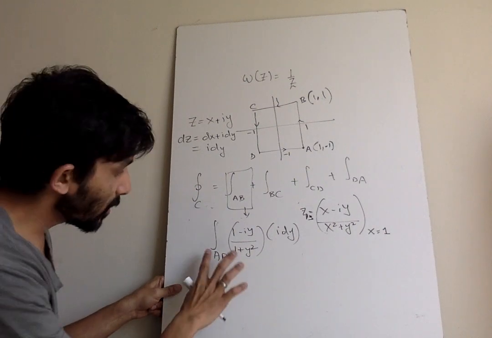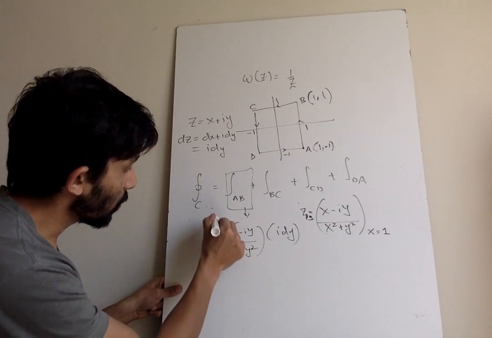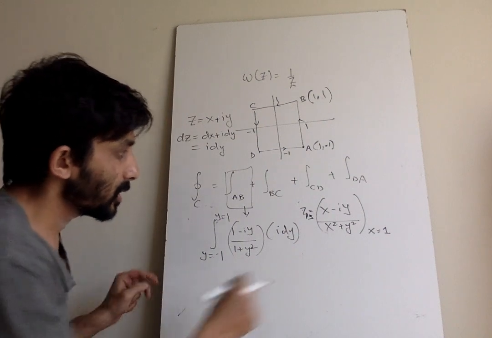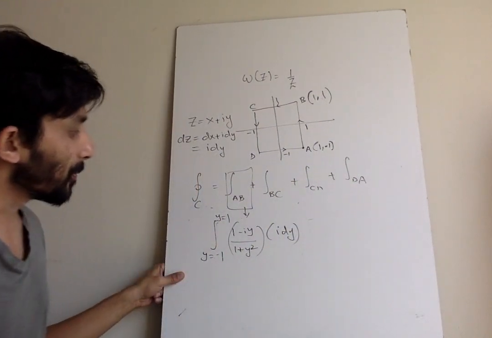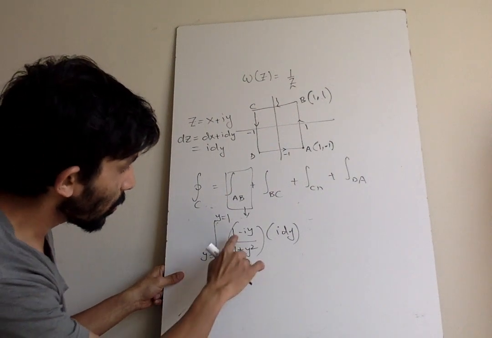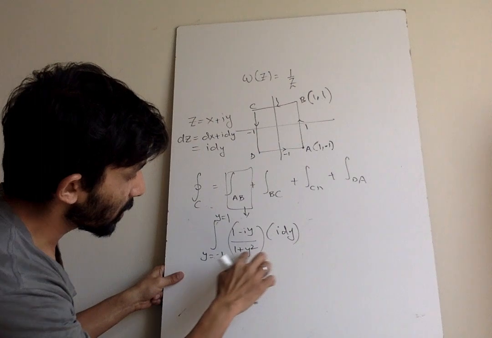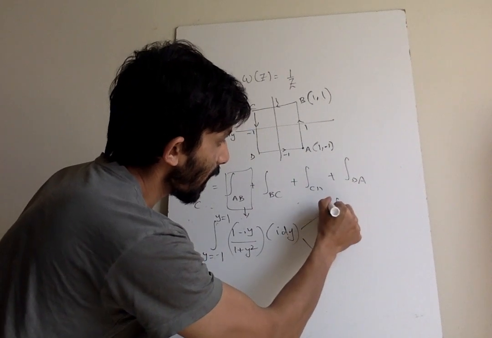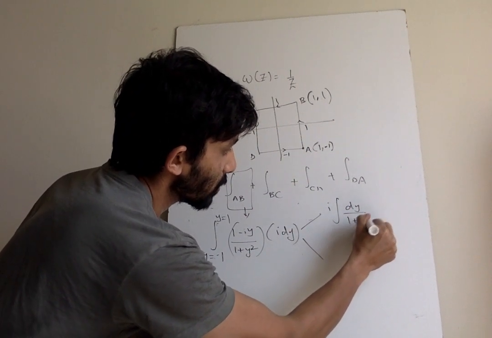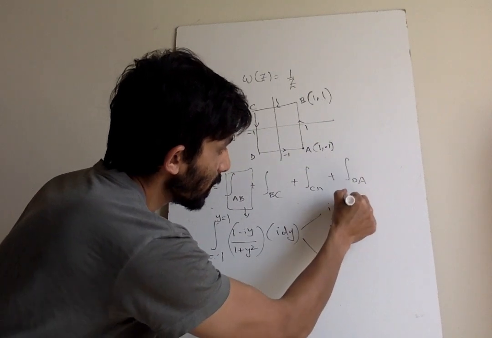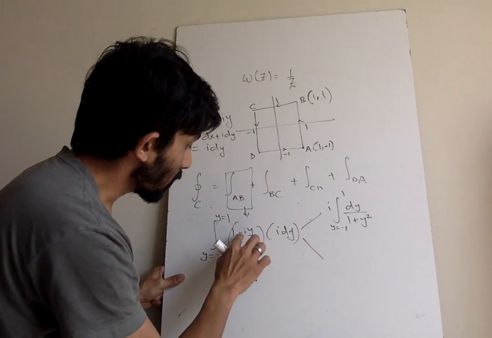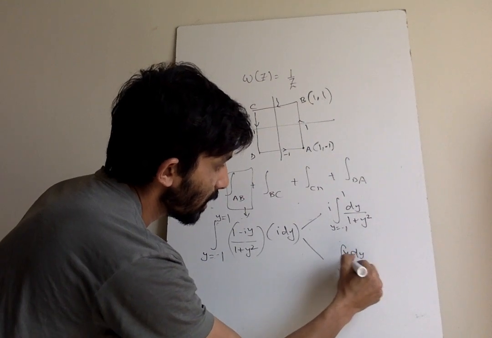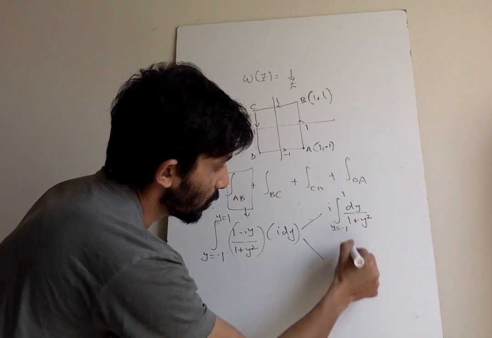As you move along AB, you're essentially going from y equals -1 to y equals 1. So all we need to do is perform this particular integral. We parameterize it, and now we just need to perform a couple of real integrals. You can break it down into two parts. One is i times the integral of dy over 1 plus y squared, where y goes from -1 to 1. The other is minus i squared, which is 1, so it's essentially the integral of y dy over 1 plus y squared, from -1 to 1.